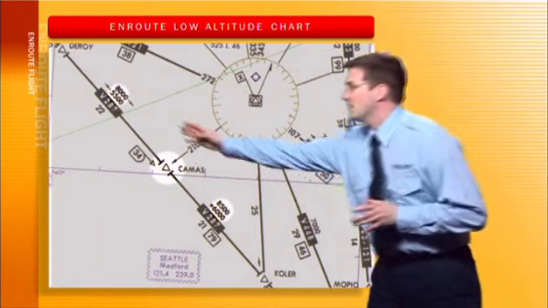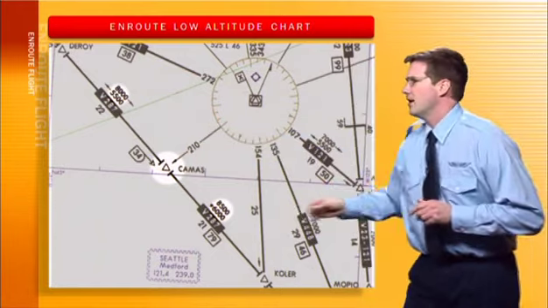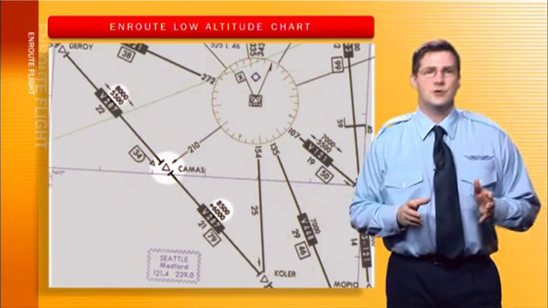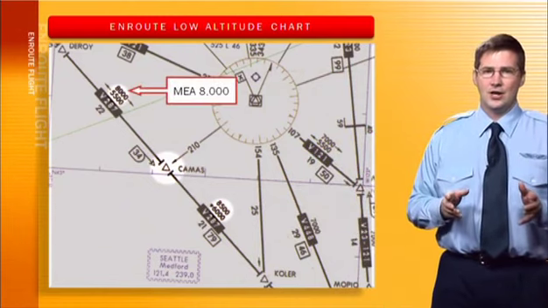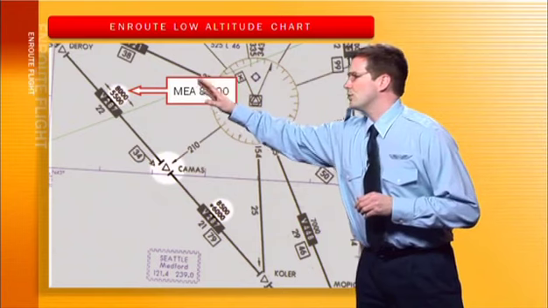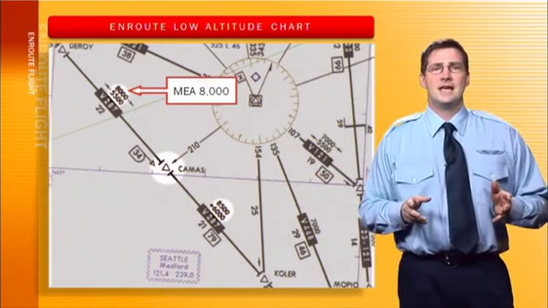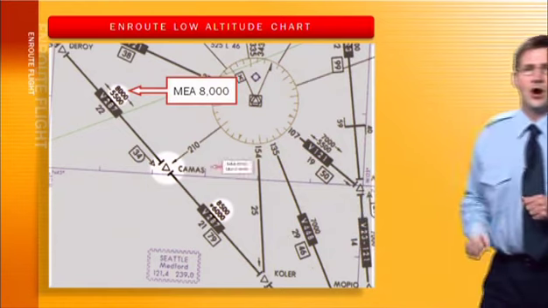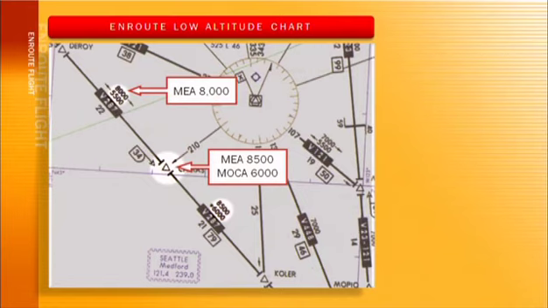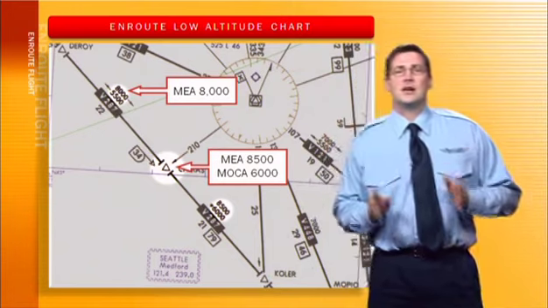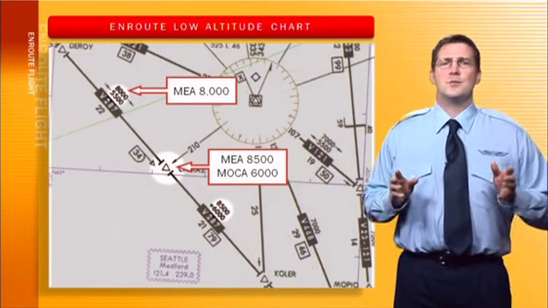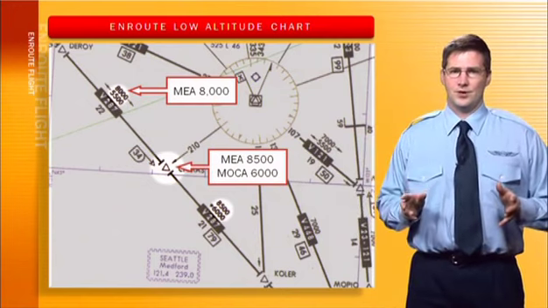Now, traveling southeast along Victor 287, you see that right here, Camas intersection is identified in part by the intersection of the 210-degree radial. Notice how here the MEA is 8,000 feet with a direction indicating which way that altitude applies, and after Camas the MEA jumps to 8,500 feet. Now the MOCA also changes, jumping from 5,500 feet up here to 6,000 feet after Camas intersection. If you see this scenario on a route that you're flying, you want to start gaining altitude prior to crossing Camas so that you can be in compliance with the new route segment as you cross over.